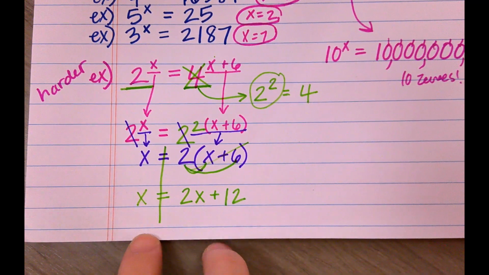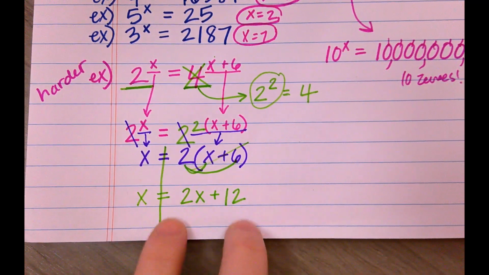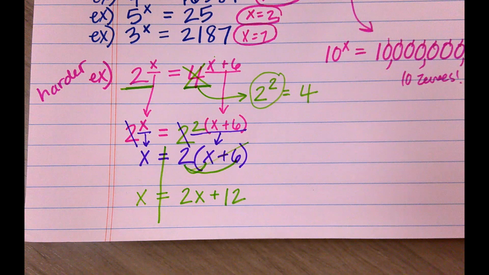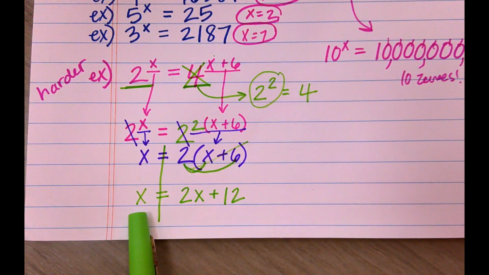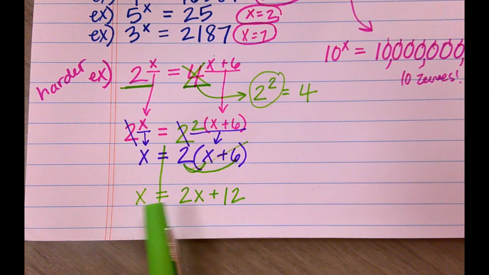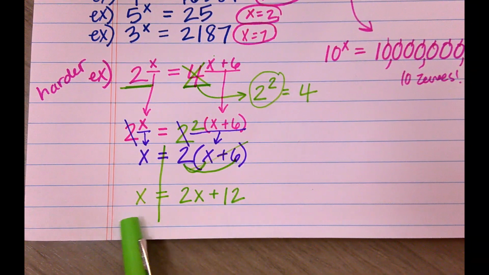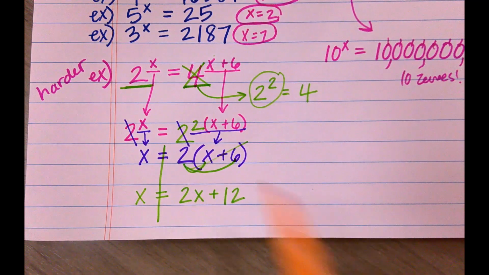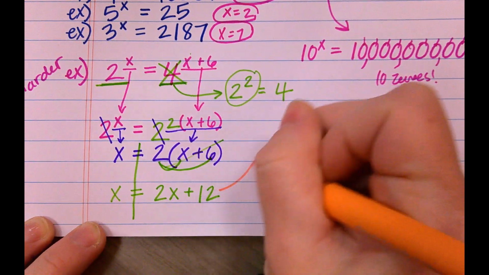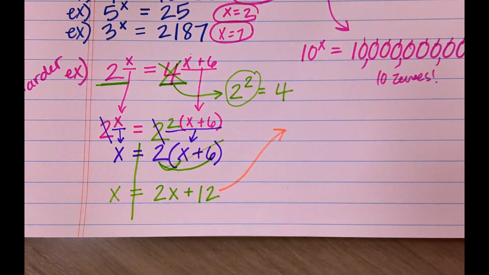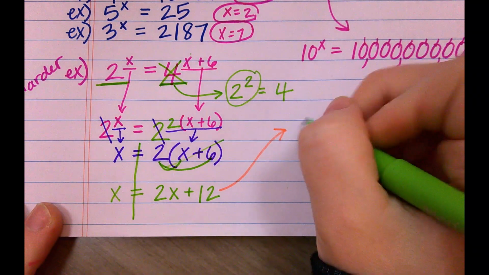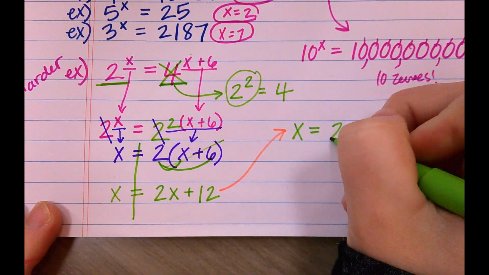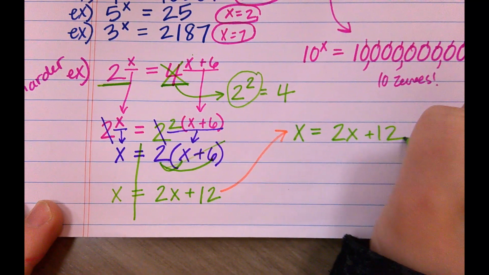So let's get everybody to this point, and then we're going to talk about our options. We have an equation with variables on both sides. There's an x here, and you did 2x, and then put the 12 on the other side. Yes. So let me rewrite this again where I have a little more room. x equals 2x plus 12.